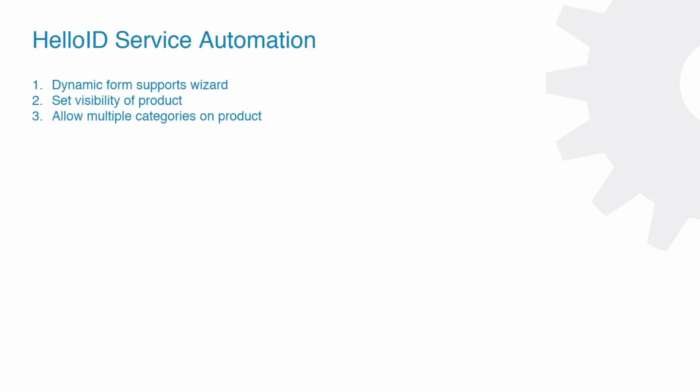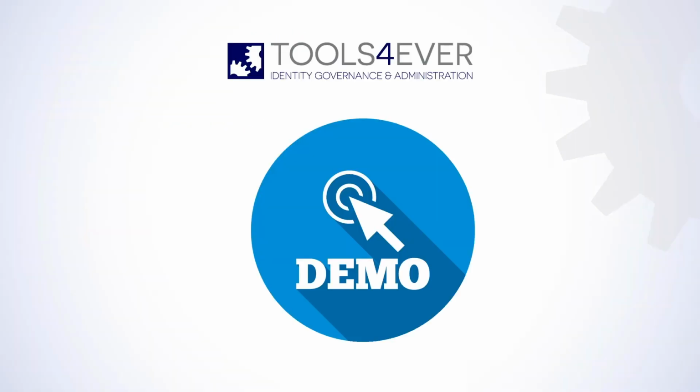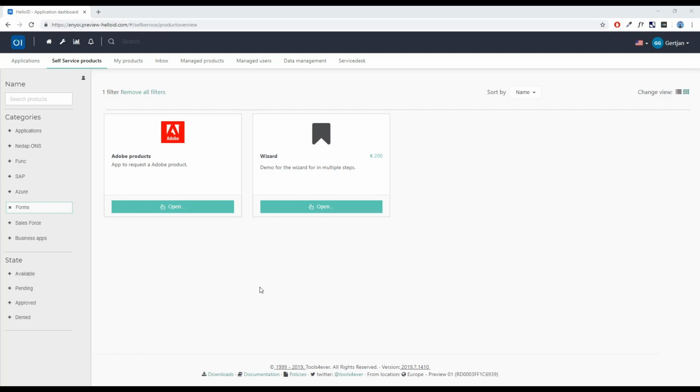Next, we have given you the ability to set multiple categories per product. Then we have added the ability to scope HelloID group selection with a keyword. Let's demo all this new functionality. We will start with the wizard forms.